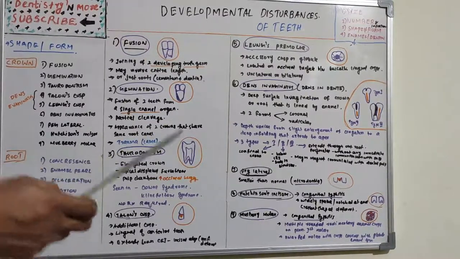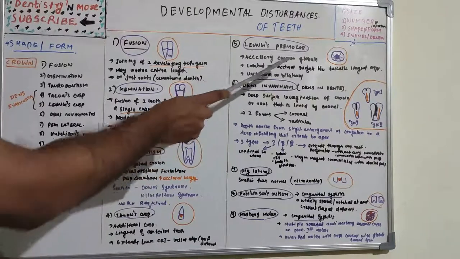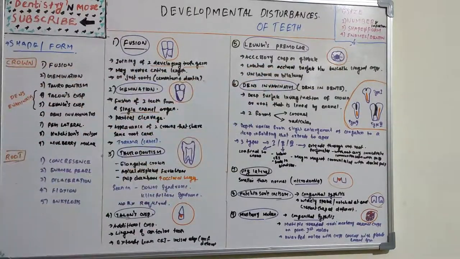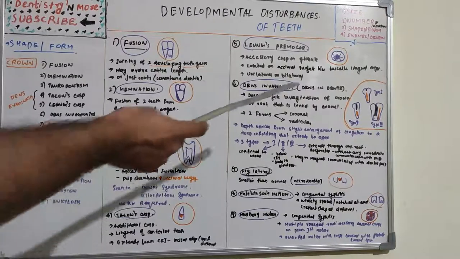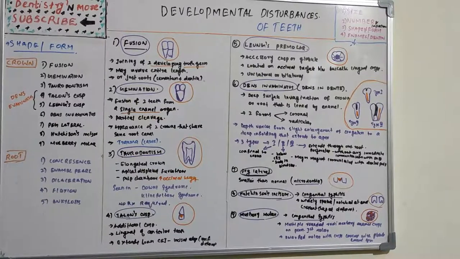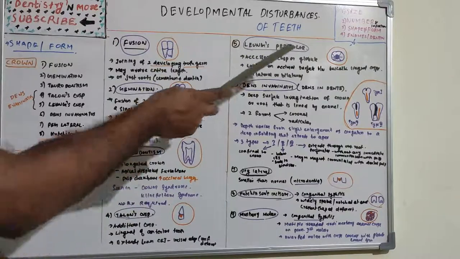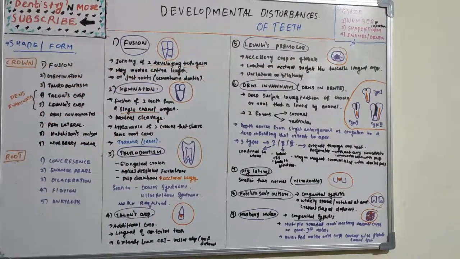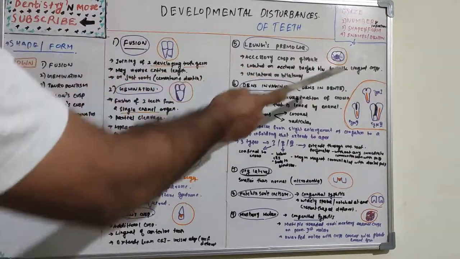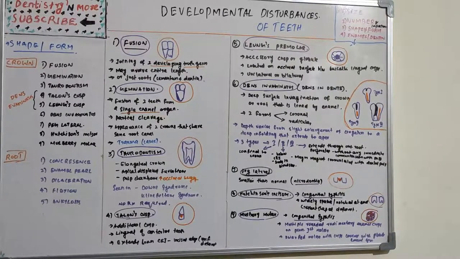Now we have Leung's premolar, which is an accessory cusp or a globule located on the occlusal surface between the buccal and lingual cusps of premolars. It is most commonly seen in premolars, that's why it's got this name, Leung's premolar. It can be seen unilaterally, or bilateral conditions are also present.